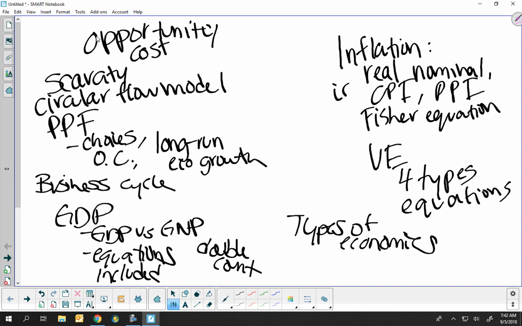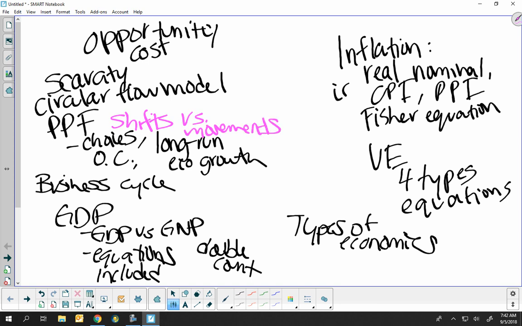So with multiple choice, it's going to be: here's a picture with some dots on the graph, and it's all which of the following explanations would be shown moving from point A to point B, or which of the following would shift the curve inwards, or whatever. So obviously the shifts versus movements.